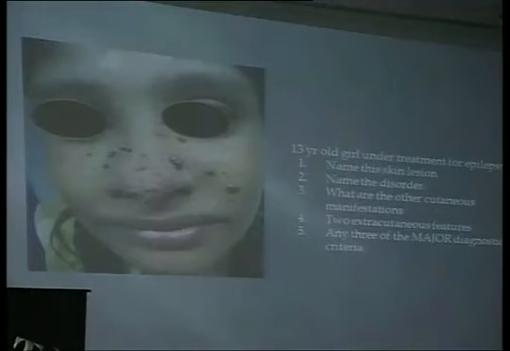Because sometimes if one major feature and 2 minor features are present, you can make a diagnosis. Any minor feature? Any other department that we have not discussed, specialty? Dental pitting. So dental pitting is one of the minor features. Renal cyst is only a minor feature. Renal cyst is not a major feature. Okay. Shall I go to the next clinical scenario?